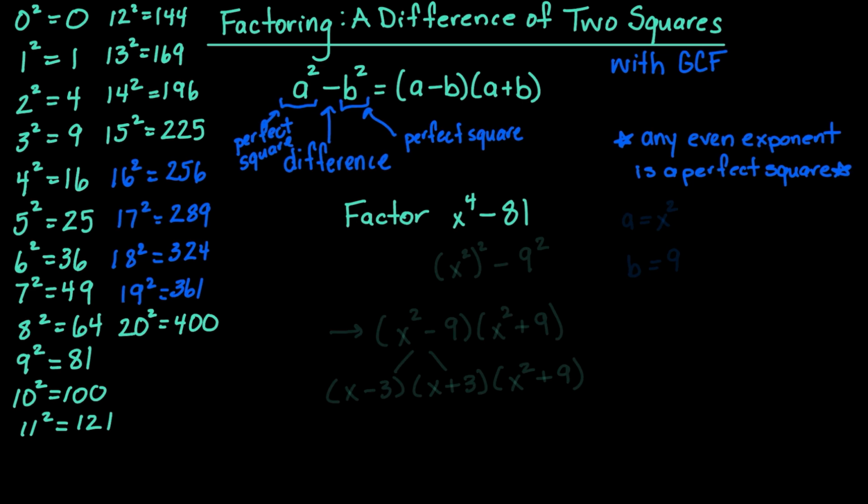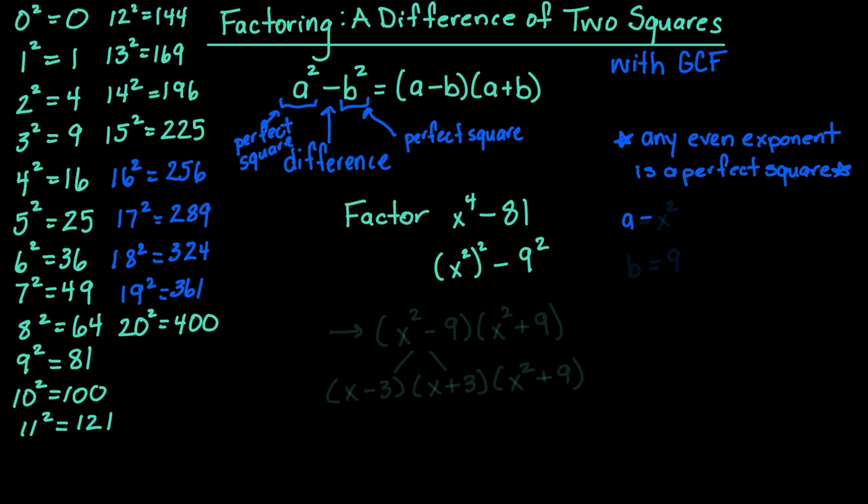Okay, now we want to factor x to the 4th minus 81. X to the 4th is a perfect square because it's even. And if you've seen the pattern by now, it's always half. So the factor that was squared is always half of what the exponent was. So x squared squared minus 9 squared.